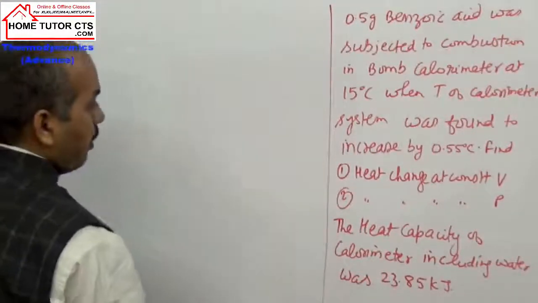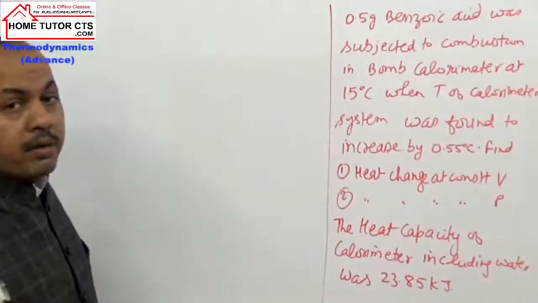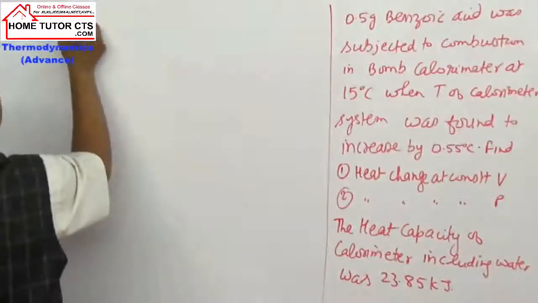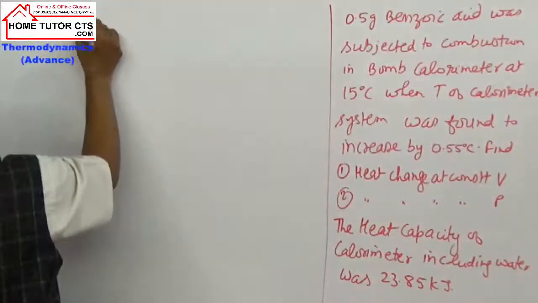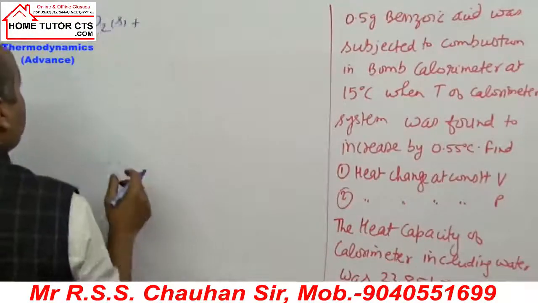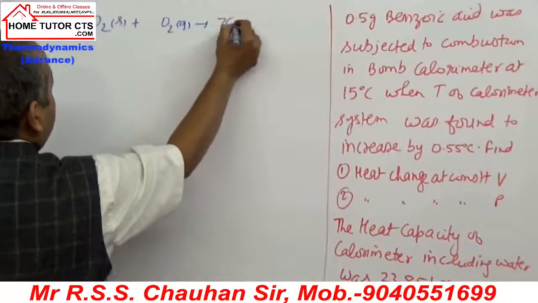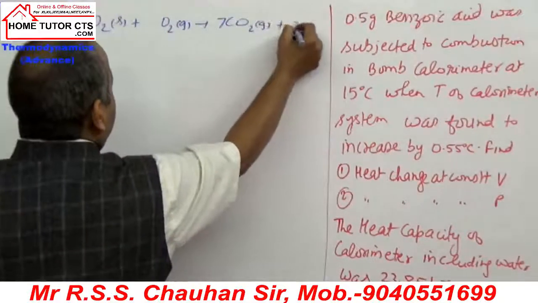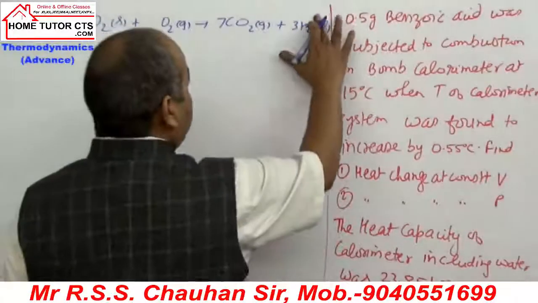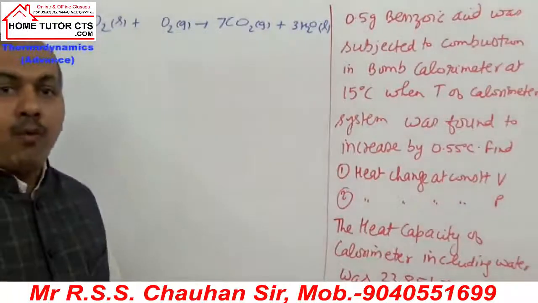When we require the heat change or enthalpy change, we need to find it per mole. So for the calculation, let me first write the combustion reaction of benzoic acid: C7H6O2 solid plus oxygen gas gives 7CO2 gas and 3H2O liquid. Actually, H2O is obtained in the vapor phase. In the reaction, water will be obtained in the vapor phase.